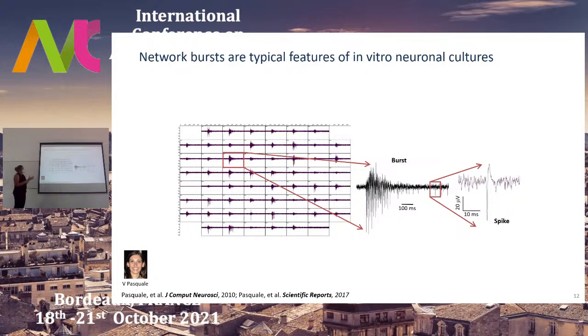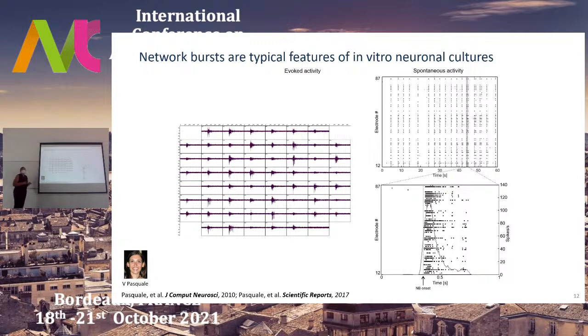And another way to represent this type of activity is the so-called raster plot. I don't know how many of you are familiar with these things, but on the x-axis you have time, on the y-axis you have the identification of the electrode, and with this plot you can have quite a nice overview of the activity of all the electrodes at the same time, and also over longer time scales.